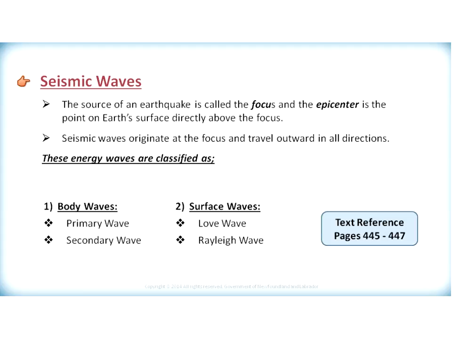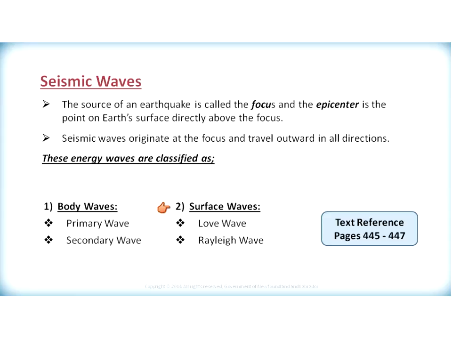When we look at seismic waves, the source of an earthquake is called the focus, and the epicenter is the point on the Earth's surface directly above the focus. Seismic waves originate at the focus and travel outward in all directions. These energy waves can be classified as, number 1, body waves. Body waves consist of primary waves and secondary waves.